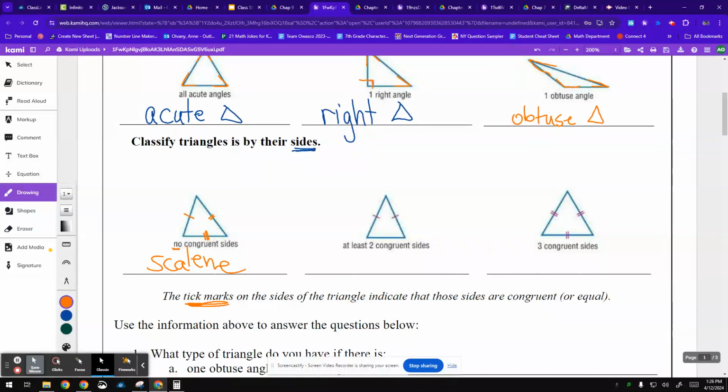This one has 2 congruent sides. It has 1 hash mark here and 1 hash mark here, telling me that those 2 are the same. I can leave the third with nothing, or I could put 2 down here to show that that's different. Easton, what do we call this one? This one is isosceles. It has 2 S's, 2 E's, and 2 equal sides.